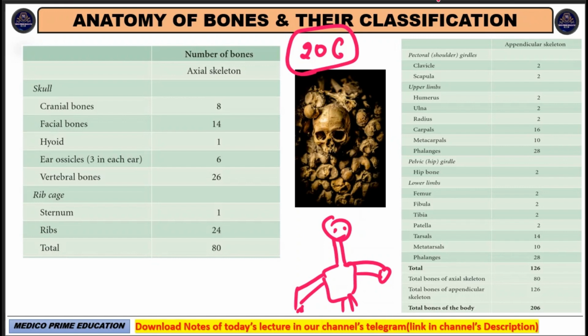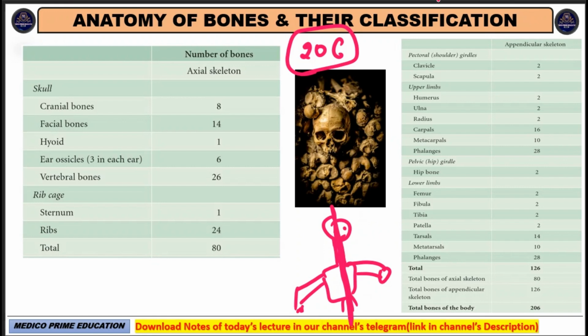Okay, now first of all we will see the axial skeleton, and after that we will see the appendicular skeleton. What is the meaning of axial skeleton? All the skeleton which is present in the axis of the body. So what are the axial skeleton bones here, you can see.